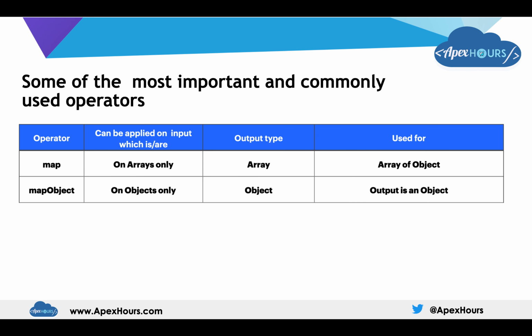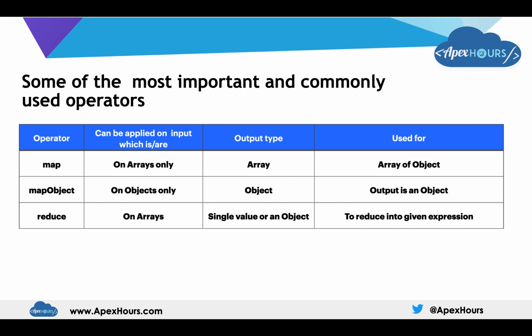Now we will discuss another two or three syntaxes which are quite important. The reduce operator, which I will show you in the hands-on, can only be applied on arrays, just like the map operator, and the output type is either a single value or an object. It is never an array. That is the difference between map and reduce. Both are applied on arrays, but the output type for map is an array, while for reduce it is a single value or an object.